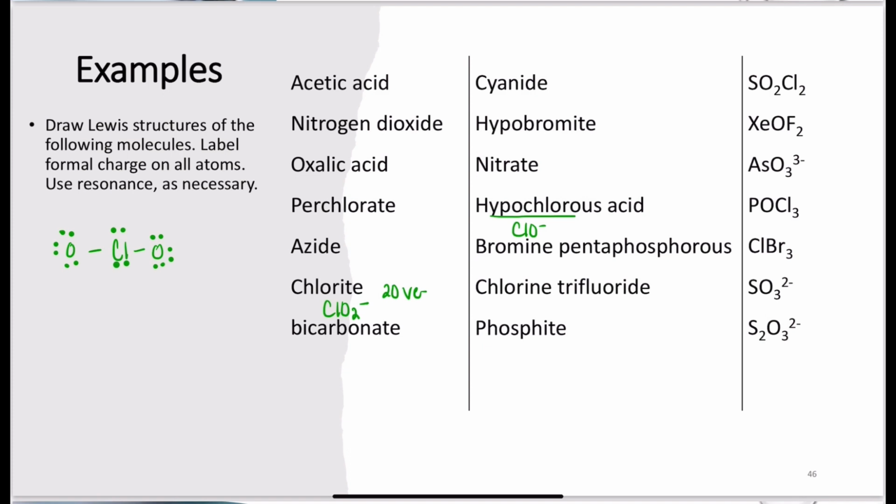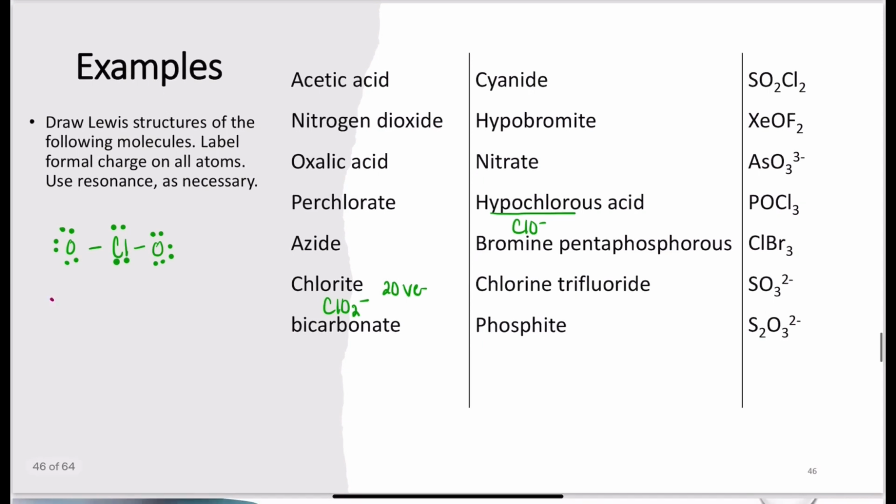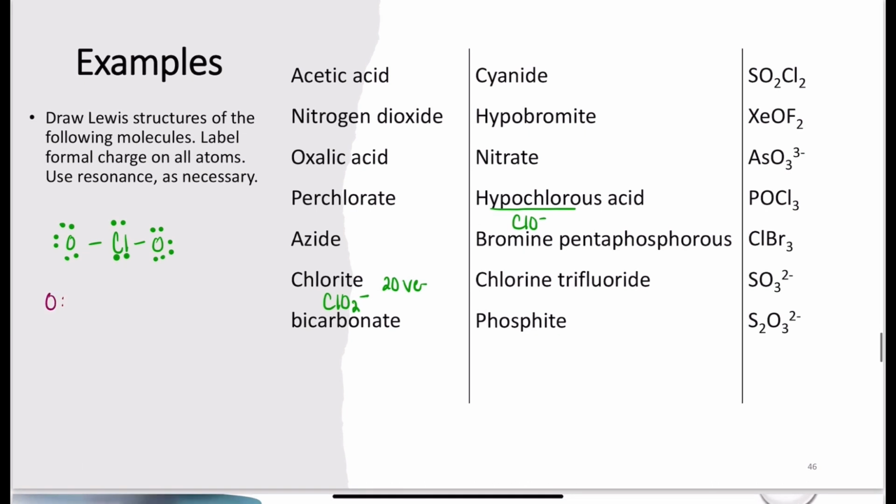Now you're going to check formal charge. The oxygens here are not minimized in their formal charge. They don't have 2 bonds and 2 lone pairs. They're going to have a formal charge, but they are equivalent. Oxygen, 6 valence electrons, minus 6 lone pair electrons, minus 1 bond each, negative 1 charge each.